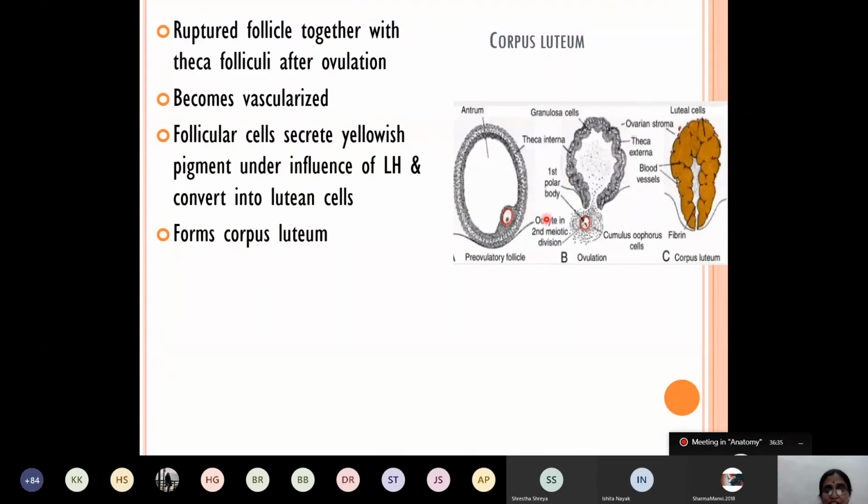So now corpus luteum, this is another important point. Corpus luteum is a ruptured follicle together with the theca folliculi after ovulation. After ovulation, this is the granulosa cell. Outermost is the theca folliculi, means inside theca interna, outside theca externa. And this follicular cell after ovulation, what happens? It undergoes morphological changes and secretes the yellowish pigment, converting into the lutein cell under the influence of luteinizing hormone, and forms the yellow color bag that is known as the corpus luteum.